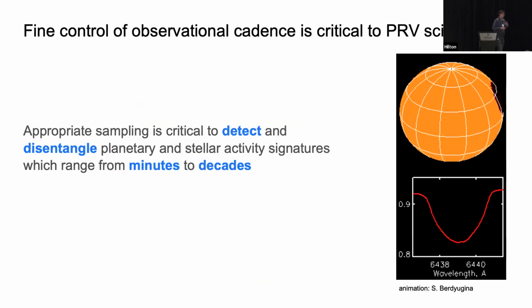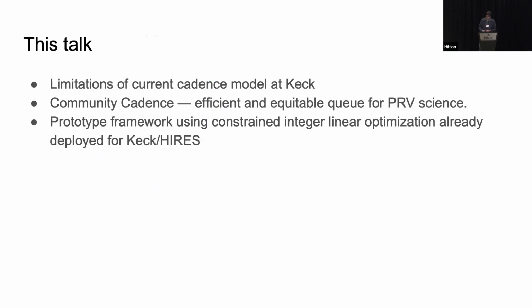So the importance of Cadence needs very little motivation for this audience, but just to say in a sentence, appropriate sampling is critical to both detect and disentangle planetary and stellar activity signatures, which have timescales ranging from minutes to decades. So in this talk, I want to describe some of the current limitations of what we're doing at Keck, introduce community cadence, which is an efficient and equitable queue for PRV science, and describe a prototype framework that we already developed for Keck high-res that uses something called integer linear optimization.